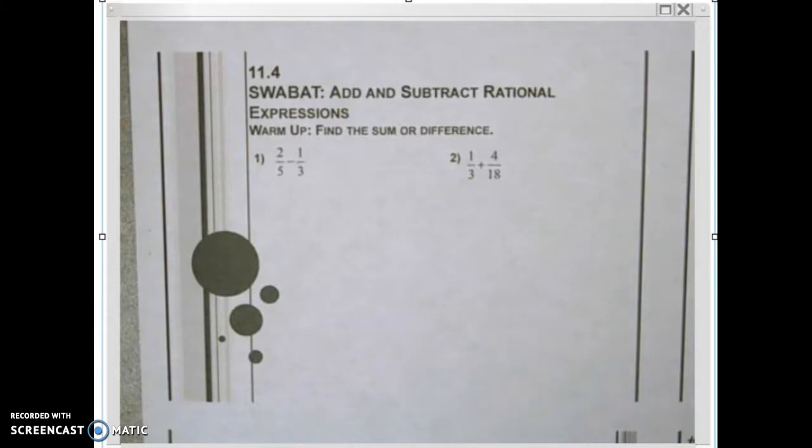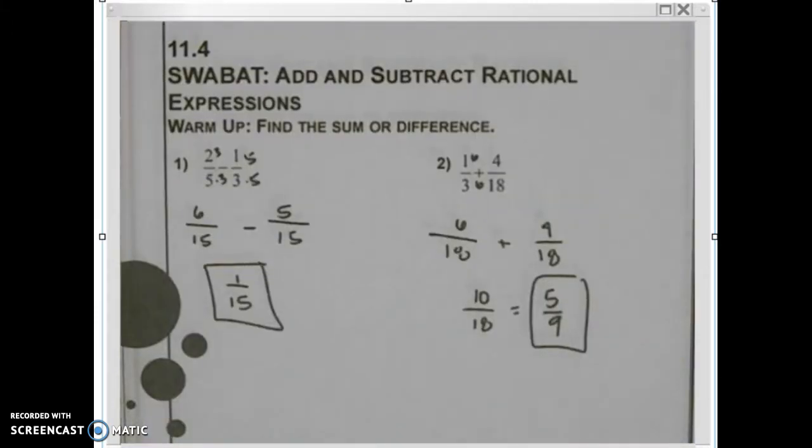Press pause. So if you take one moment, just compare your work with my work. Main thing here is making sure that you can get your common denominator before we can add or subtract. We have to make sure that we have our common denominator before we can add or subtract. So for number 1, you should have gotten 1 over 15, and for number 2, 5 over 9.